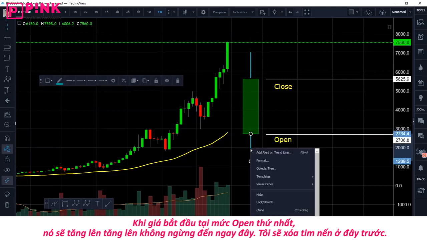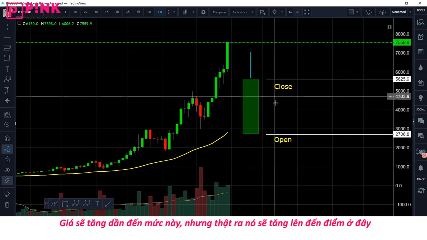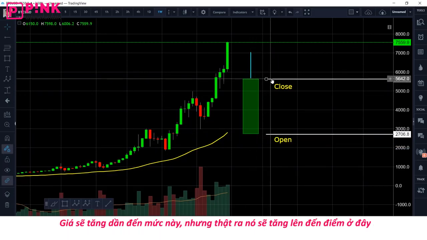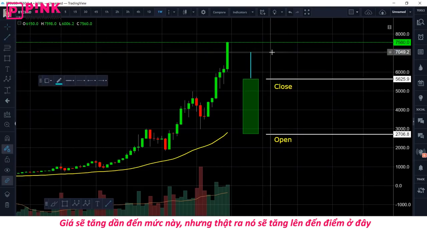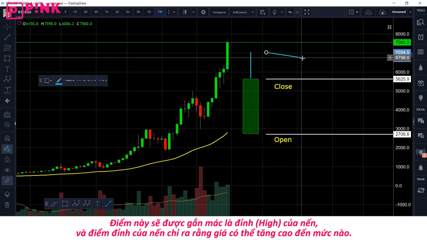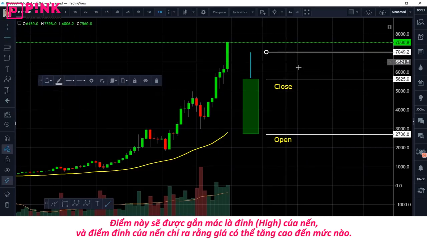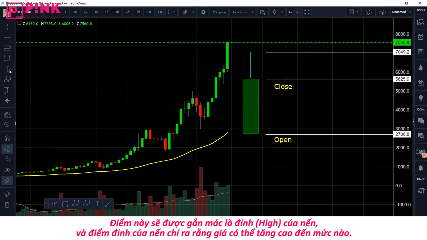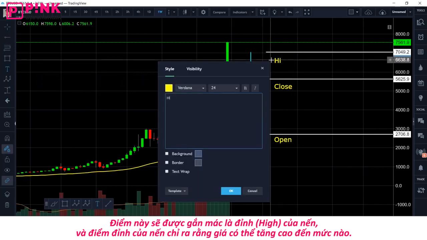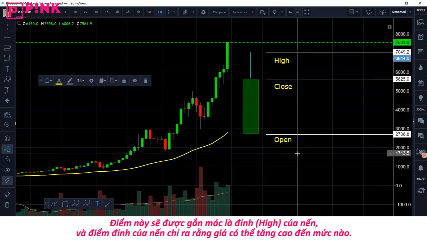Actually, I'm going to delete this wick right here first. So it would push its way up all the way over here, and then it would push up all the way to this point right here. This would be called the high. This would be called the high of the candle. So the high of the candle basically indicates how high it got.